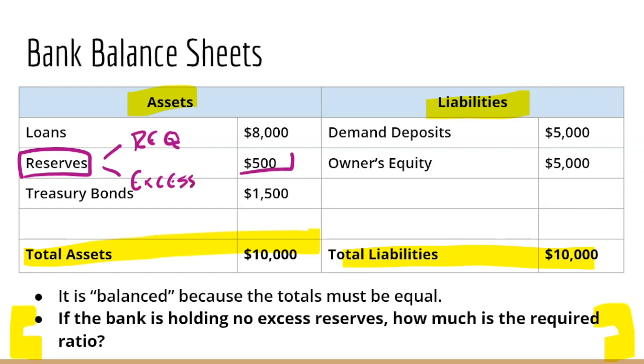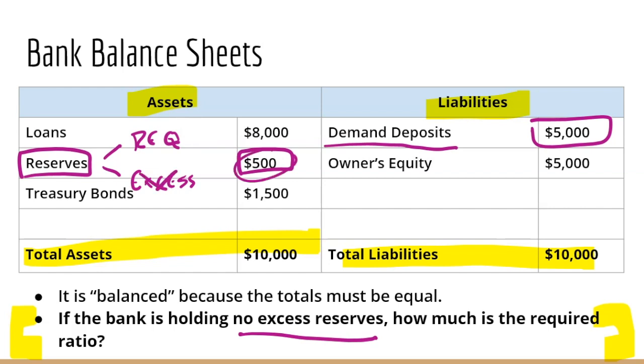And so we know that the total reserves right now is $500. We also know that there has been $5,000 worth of deposits into this bank. So how much does the bank legally need to hold on to? What is the percentage here? Well, this question gives us an important piece of information. There is no excess reserves, meaning that this $500 is all required reserves here.